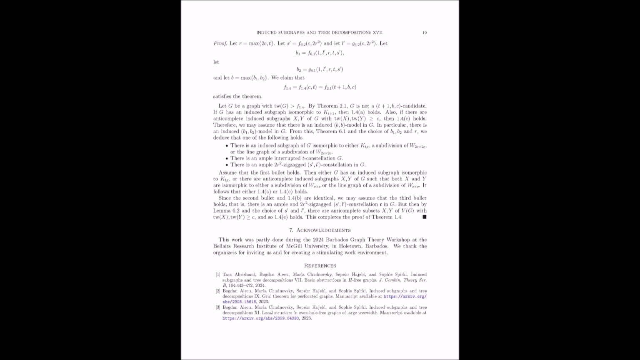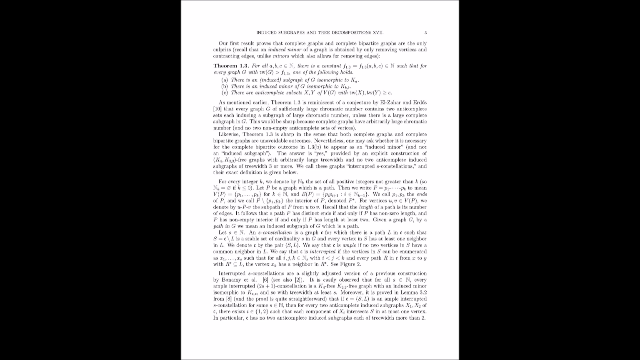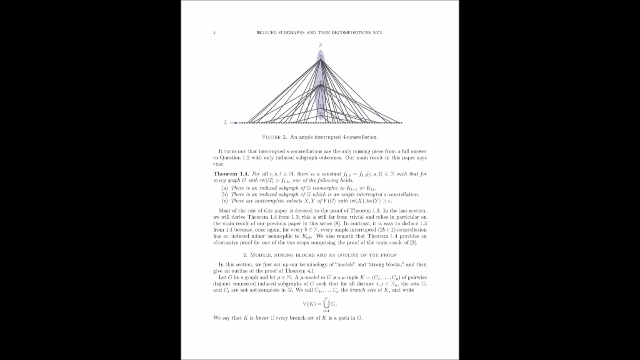Of course. So it provides that definitive answer to our original question about these anti-complete sets and tree width. And essentially, it states that if we exclude complete graphs, complete bipartite graphs, and ample interrupted S constellations, then any graph that has a sufficiently large tree width must have two anti-complete sets, each of which has large tree width itself. And the proof, I'm guessing, weaves together all the threads that we've been following so far. You got it. It all comes together in this beautiful tapestry of logic and graph theory. Okay, so where do we start? How do we connect all of these pieces to arrive at that final conclusion?